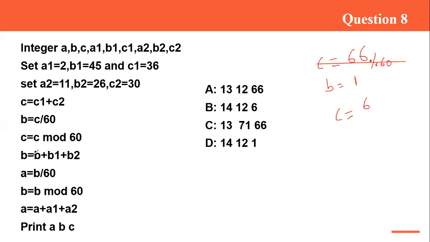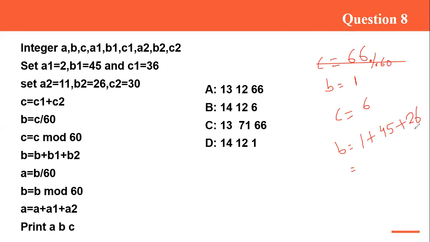Then next we have B is equal to B plus B1 plus B2. What is the initial value of B? 1 plus B1 plus B2. What is B1, B2? 45, 26. It's given in the question. Okay. 45 plus 26. These are the values which are given for us. So just find the sum of this. I think it is something like 90. Sorry, not 90. What is that? 60.